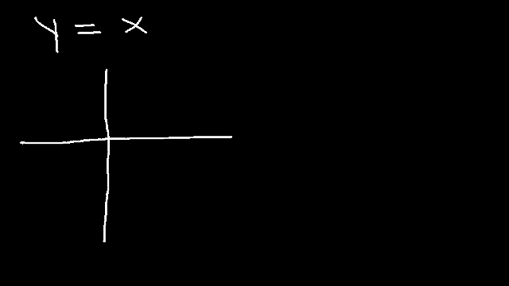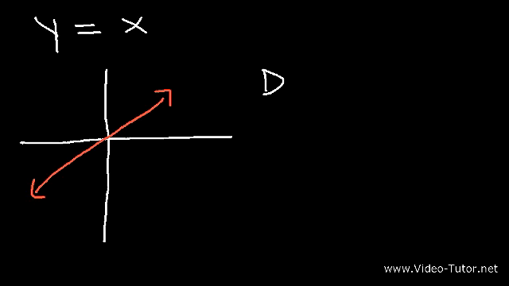But let's go over some basic parent functions. Let's start with the graph y equals x. Now this graph is basically a linear function. The line should pass through the origin, and for any linear function, the domain is negative infinity to infinity. The domain represents the x values that the function can have. As you can see, x can be anything.